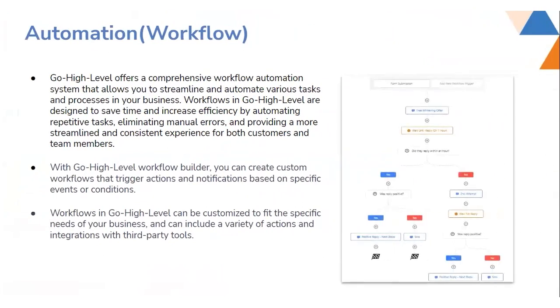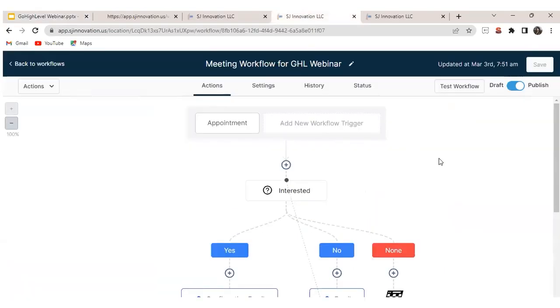So our next topic is automation. Automation in GoHighLevel refers to the ability to streamline and automate repetitive tasks and processes using various tools and features available within the platform. Automation can help businesses save time, reduce manual work, and improve efficiency, allowing them to focus on more important tasks such as growing their business and serving their customers. So let's have a look at a real workflow and see how it automates.